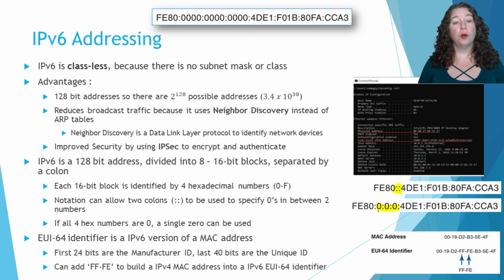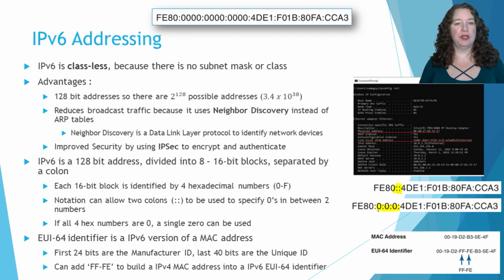So if you have 4 zeros, you can shorten that to a singular 0. So 4 hex zeros can be just a single 0. If you have multiple groups of zeros, you can put 2 colons to identify multiple zeros. You can only do it once. You can only have one double colon instance in your IPv6 address, but you can do that.